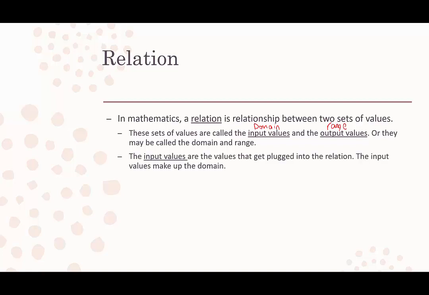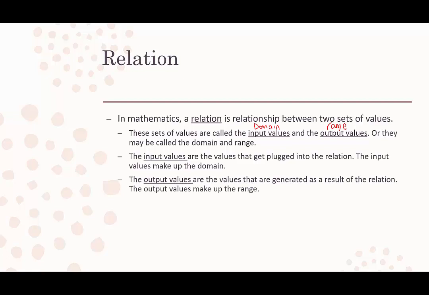The input values are the values that get plugged into the relation, and the input values are the ones that make up the domain. The output values are the values that are generated as a result of the relation, and the output values make up the range. So again, we can use these interchangeably: input domain, output range.